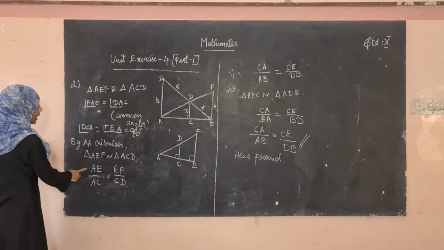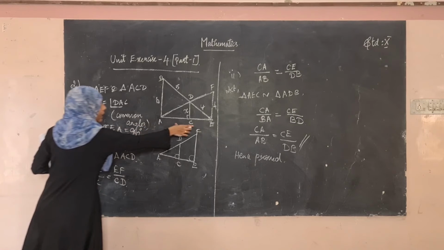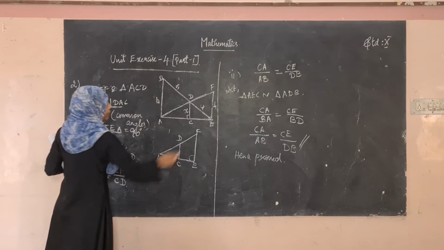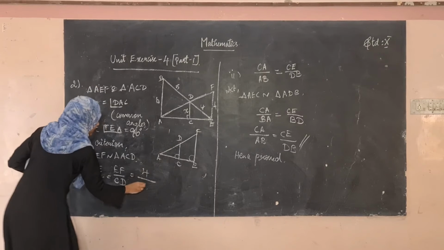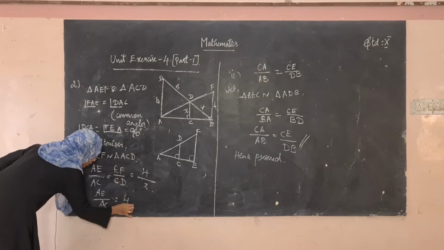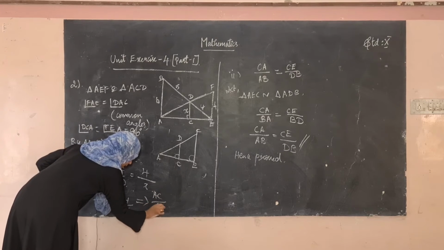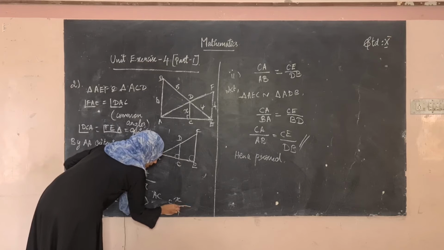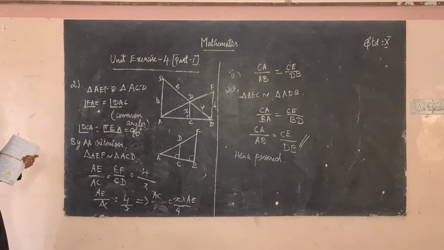Now take the values. What is AE? We don't know the value of AE, keep it as it is. What is AC? We don't know the value of AC also, keep it as it is. What is EF? EF is 4. CD is X. Therefore, AE divided by AC is equal to 4 divided by X. On cross multiplying, it becomes AC divided by AE is equal to X divided by 4. Therefore, AC is equal to X into AE divided by 4.